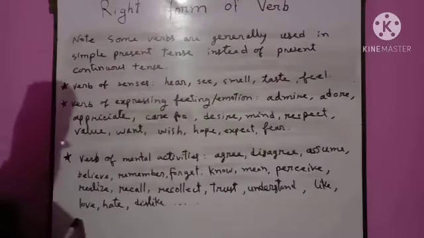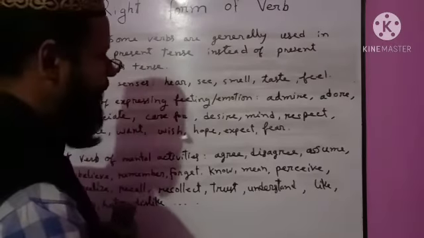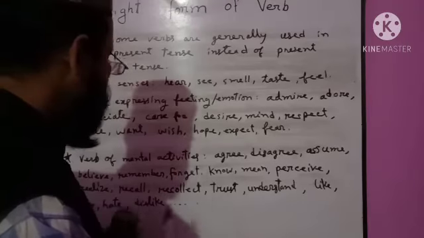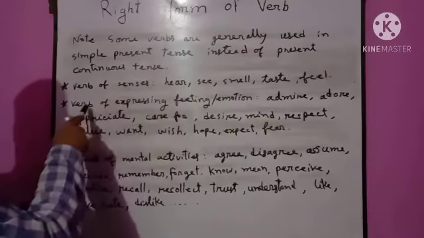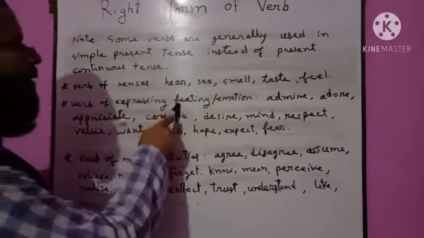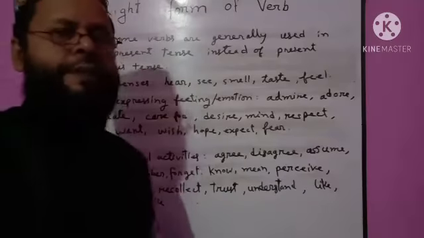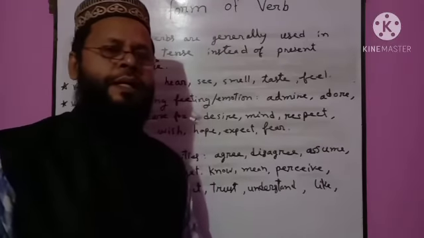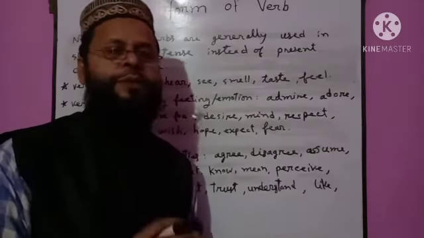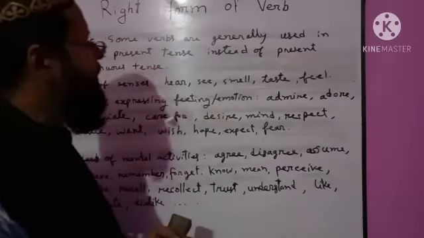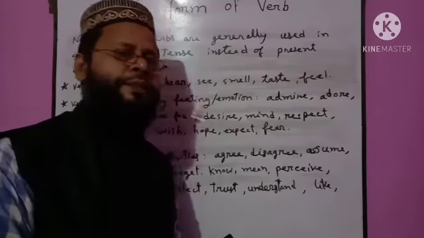like, love, hate, dislike, and some other verbs of mental activities. Then verbs of senses, verbs of expressing feeling or emotion, and verbs of mental activities. All these verbs are used in simple present tense in lieu of present continuous tense. So we should remember these verbs. When these verbs come in the sentence, we shall use the present tense of the verb.